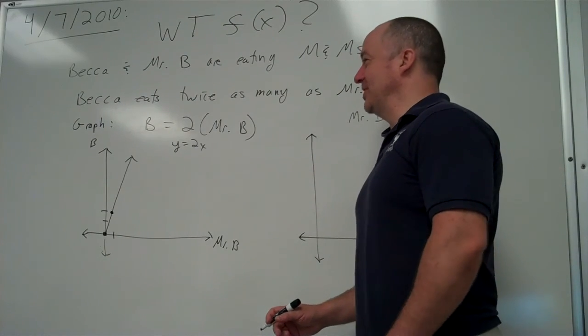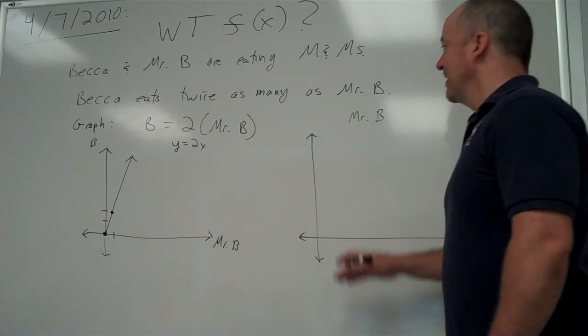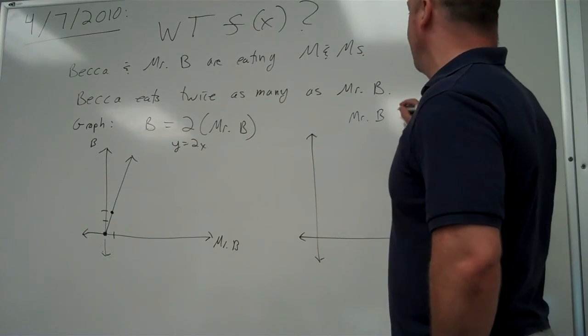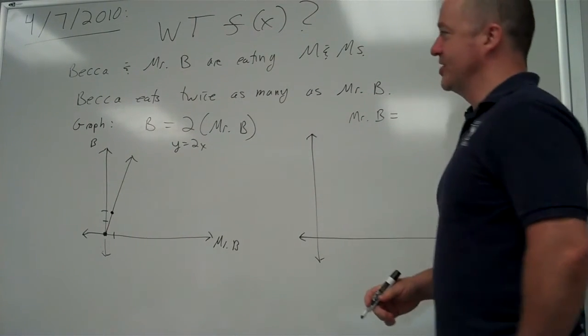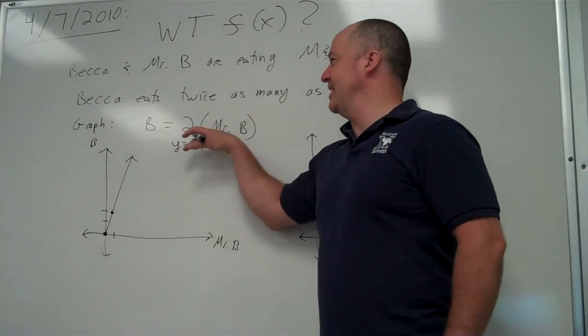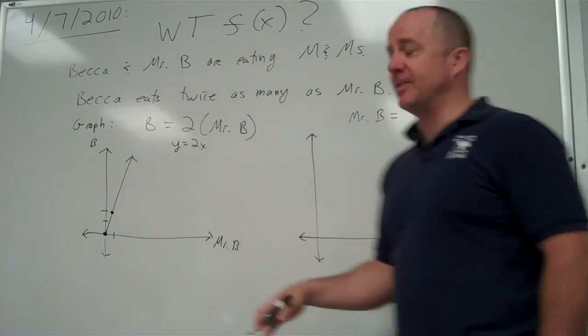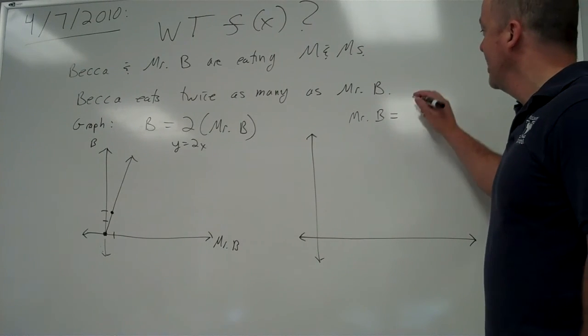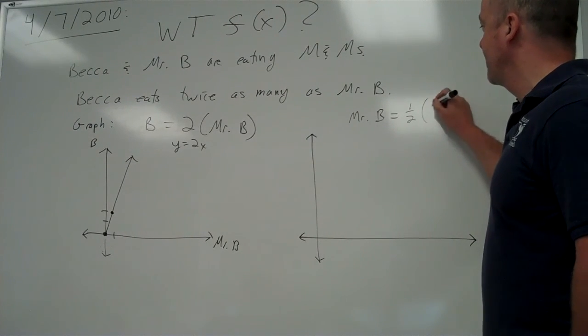Okay, let me more clearly label what I'm doing here. In this case, now what we're going to talk about is that Mr. B is, instead of Becca watching what I eat and doubling consumption competitively, I'm watching what Becca eats, and depending on how much she eats, I'm going to eat half as many.